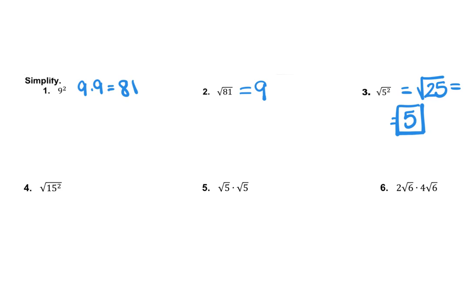So if I look at question number 4, I have 15 squared, which means 15 times 15, or to undo the squared, I would take the square root, and I would then simply have 15.